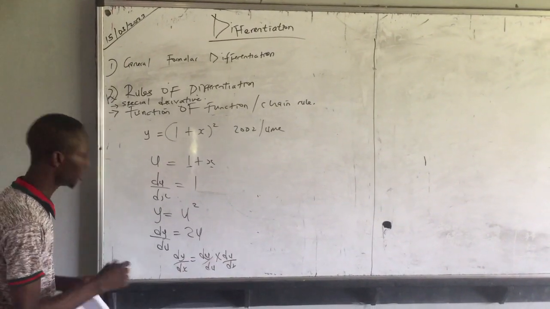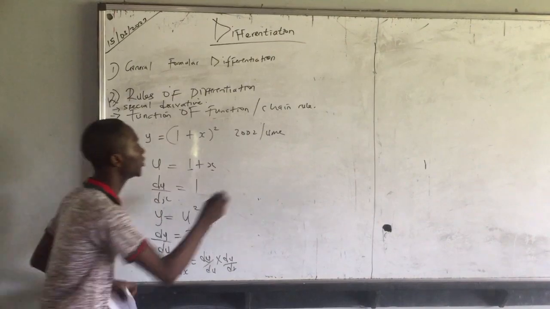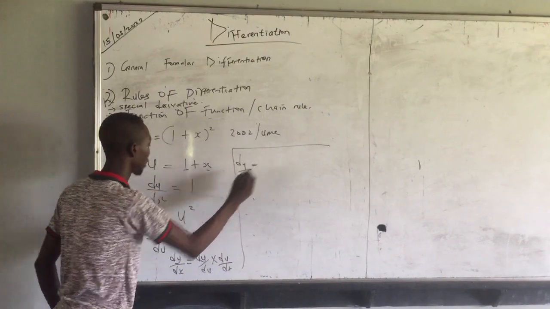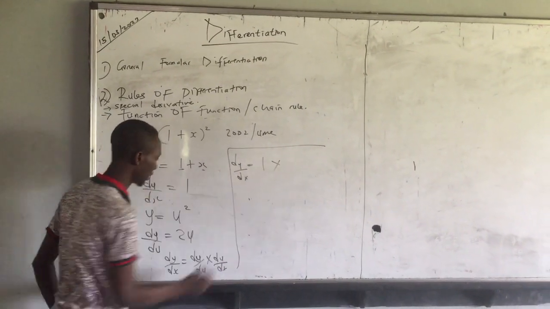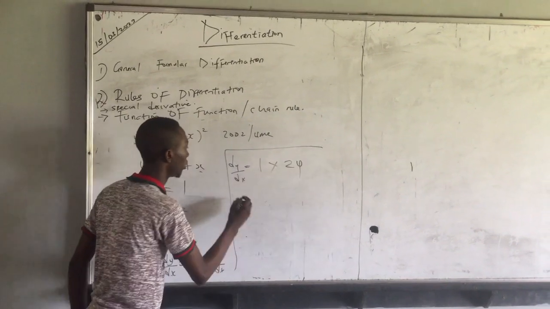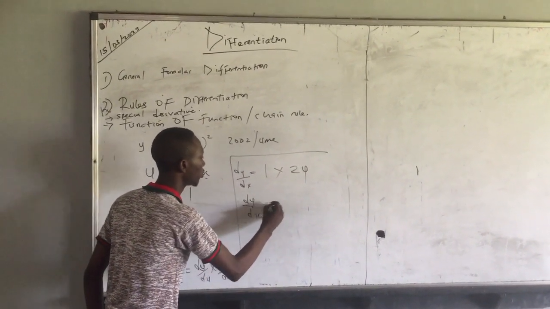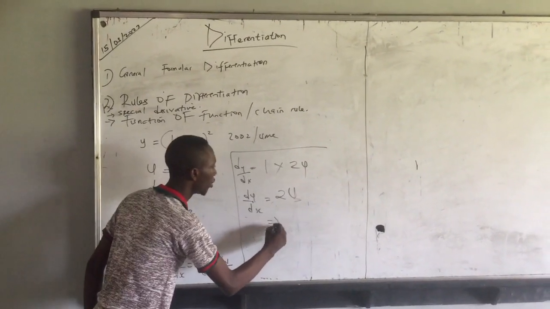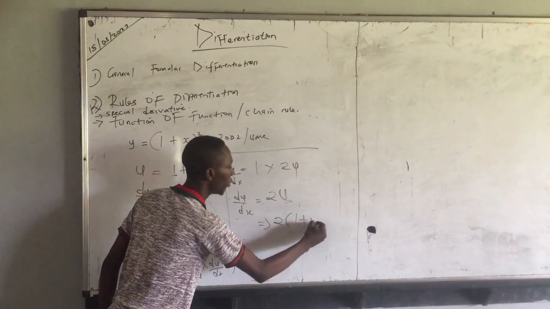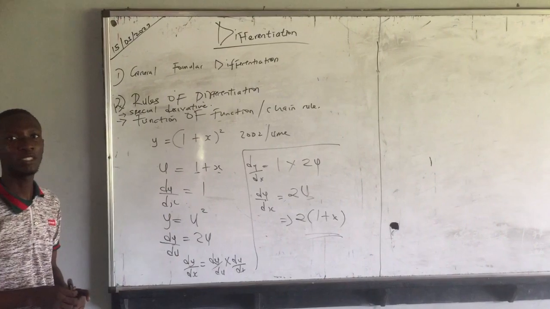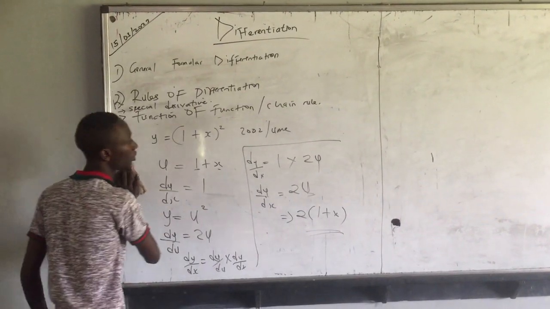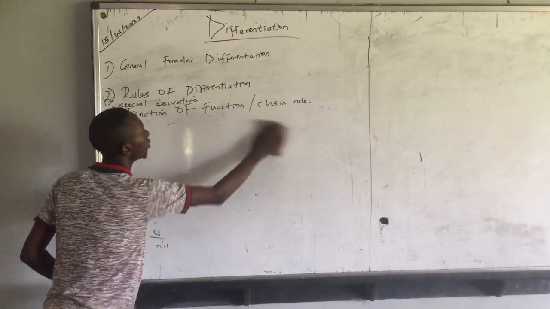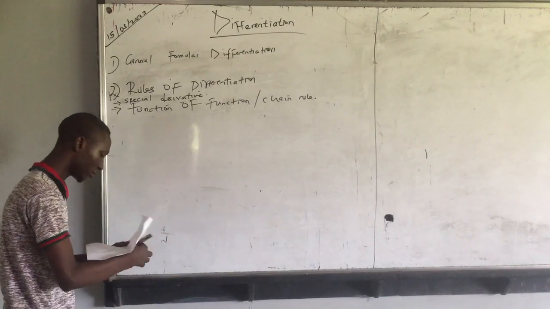So now what does this mean? Let me just solve it here. Therefore my dy/dx becomes, now what is du/dx? 1, times what is now dy/du? 2u. So therefore dy/dx equals to 2u. Now what is my u? Our u is 1 plus x. So we'll replace our u with its original value 1 plus x. And now this is the derivative of the question. So simple. It is very easy.